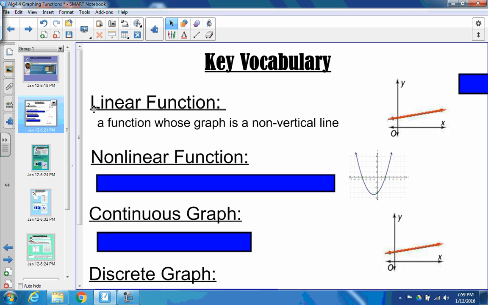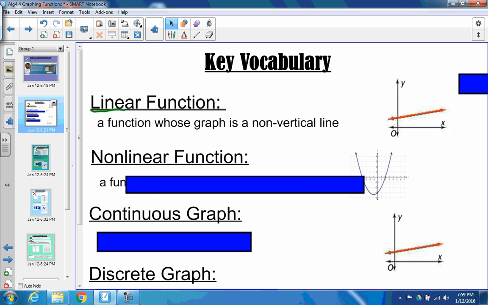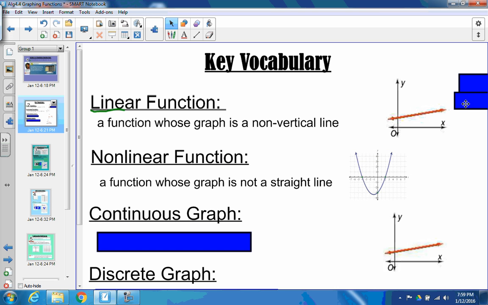That word line is the root word of it. Now, if we're talking nonlinear, that's the opposite. It's a function whose graph is not a straight line. So anything that has curves or V shapes or anything like that, that would be nonlinear. We're going to do graphs of both of those today.